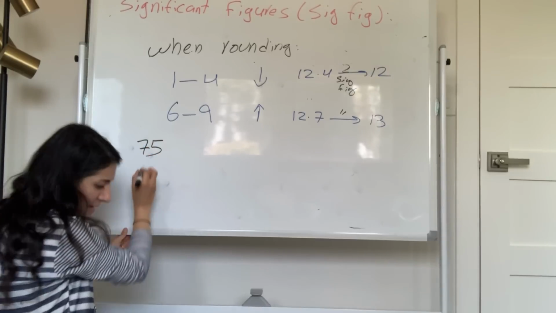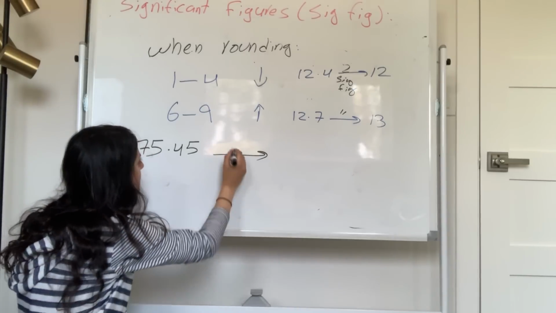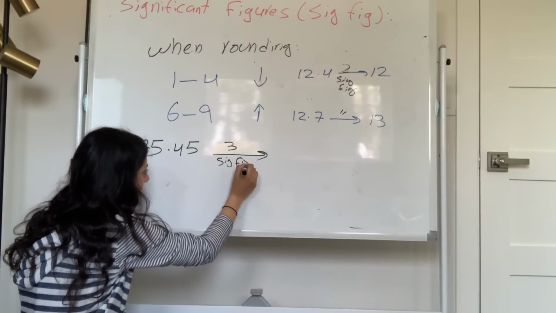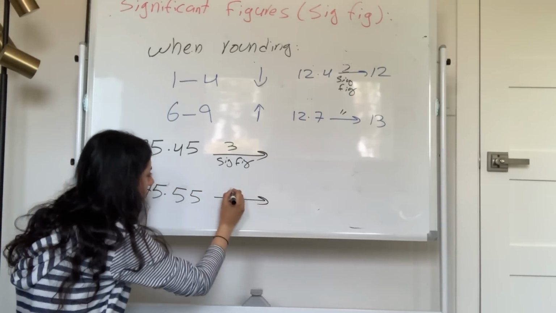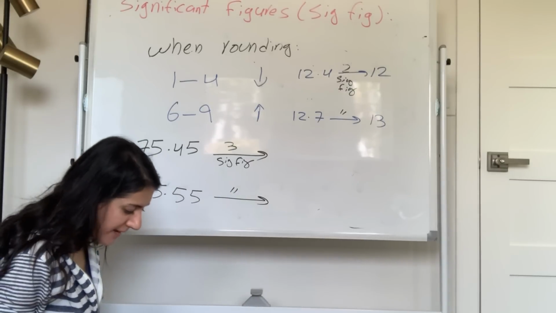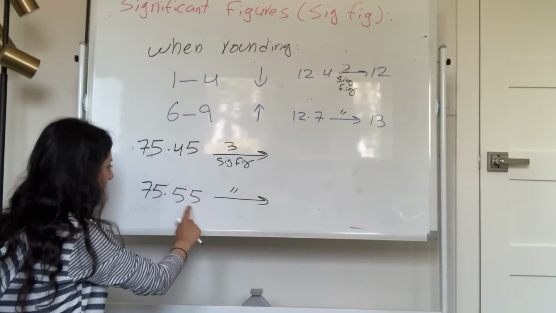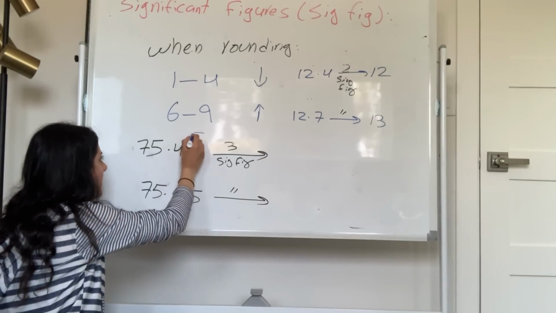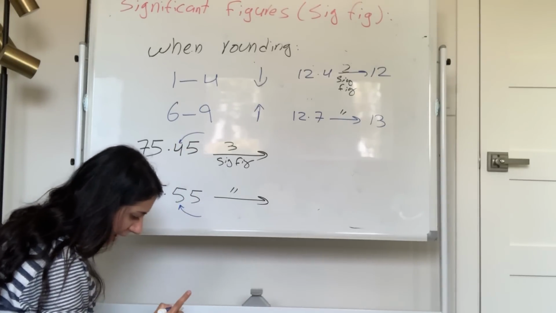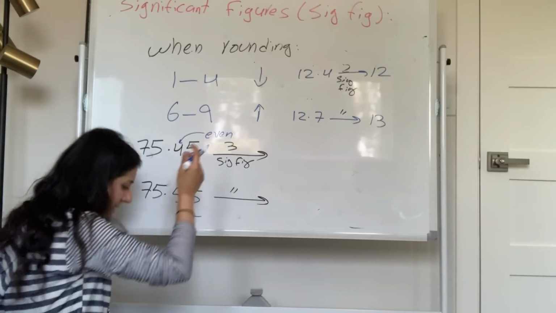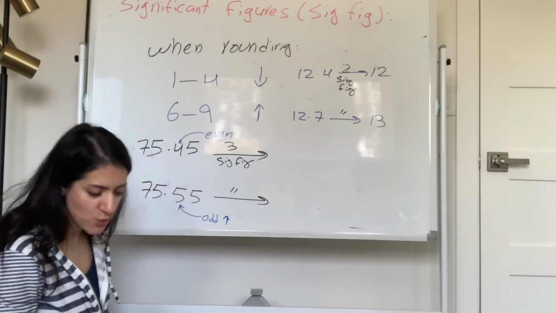Let's say I have 75.45 and I want to round it to 3 sig fig, and then I have 75.55, and I want to round to only 3 sig fig. Here's the official rule. My last digit is 5, and I want to round to 3 sig fig. You have to look at the number before the 5. If the number before 5 is even, you round down.